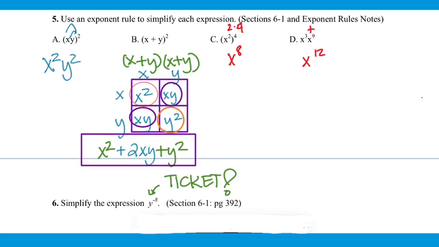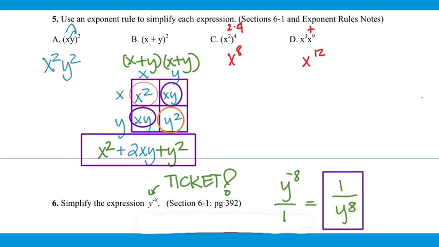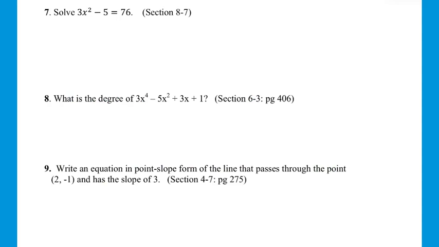On the next question, number 6, it's the ticket rule, or a negative exponent. A negative exponent is just a ticket to ride. If it's upstairs, it goes downstairs. If it's downstairs, it goes upstairs.